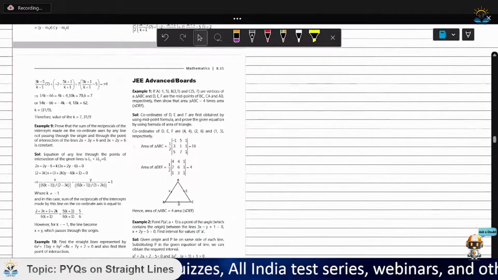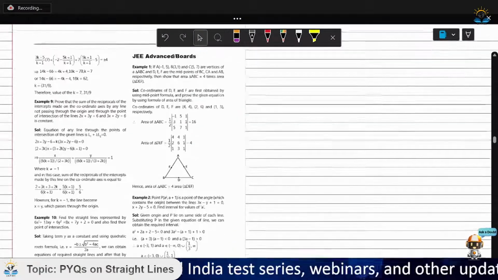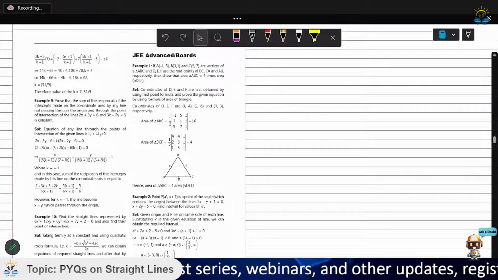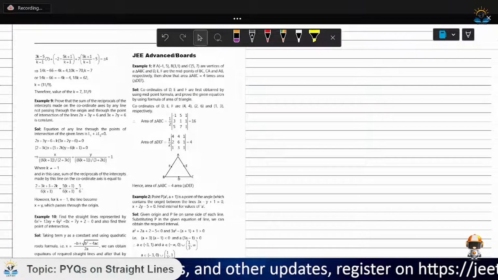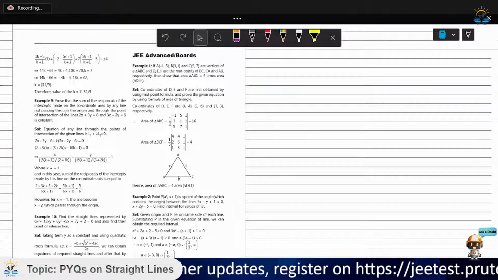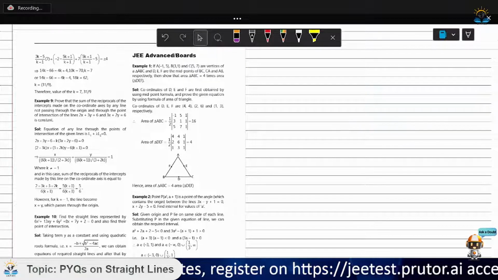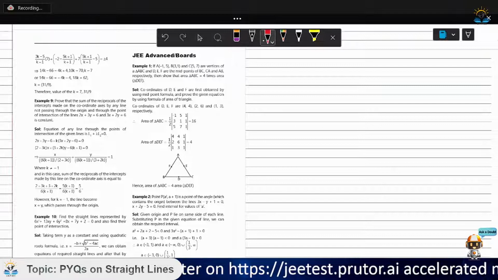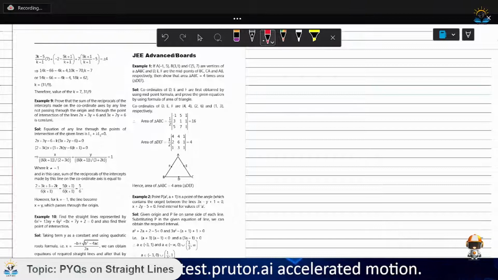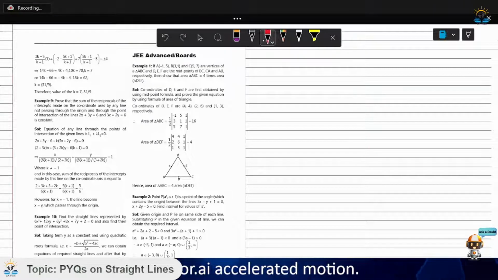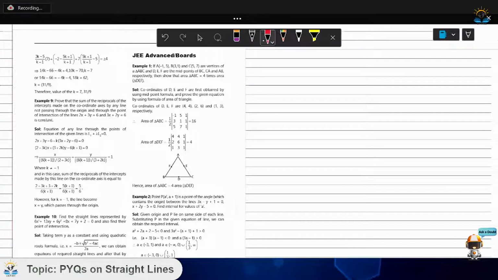Moving to the next question, it's a proof question. Do we have to go there? Okay, so let us prove that the sum of the reciprocals of the intercepts made on the coordinate axes by any line not passing through the origin and through the point of intersection of these lines is constant. So let us go through it. Just give me a minute. I'll give you a minute to read it through and go to the solution by yourself, and then we'll quickly go through the solution. But I'll solve it for you guys. But I'll give you a minute to solve it by yourself first.